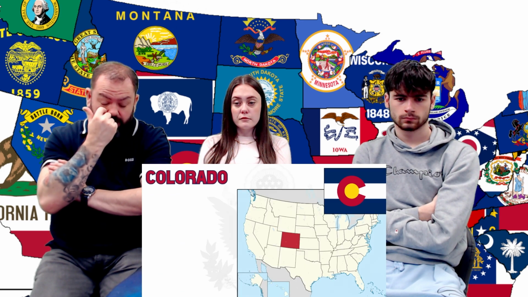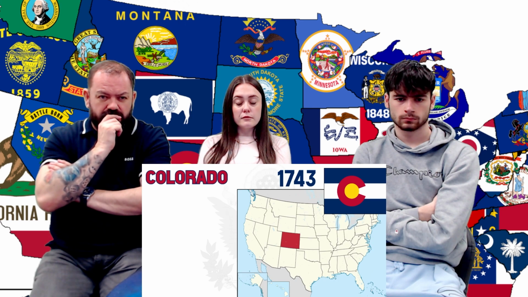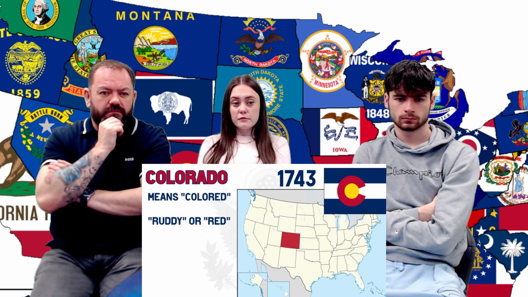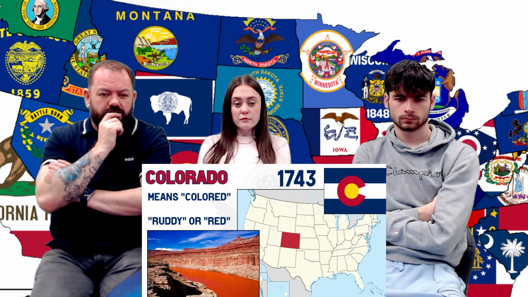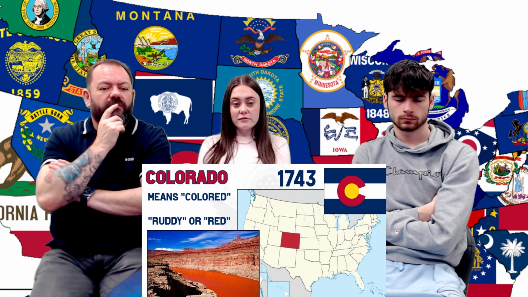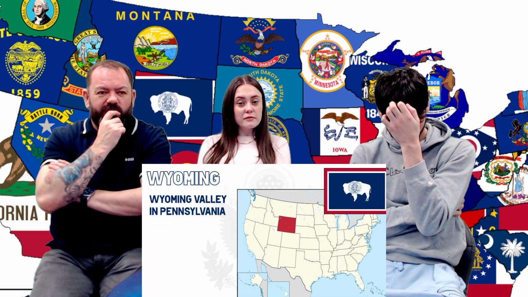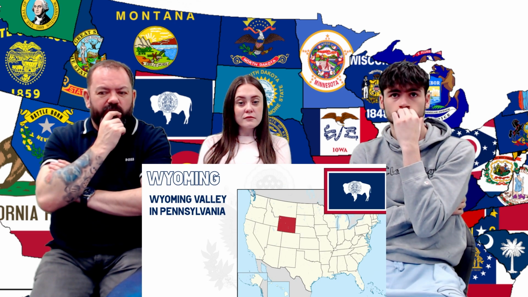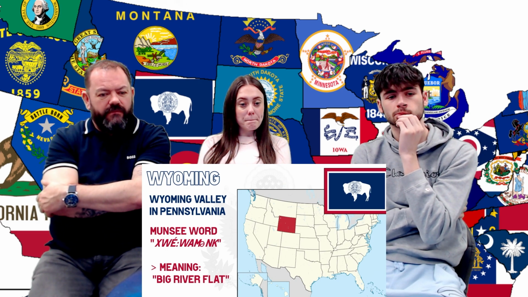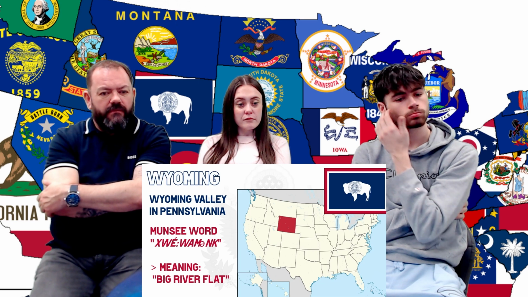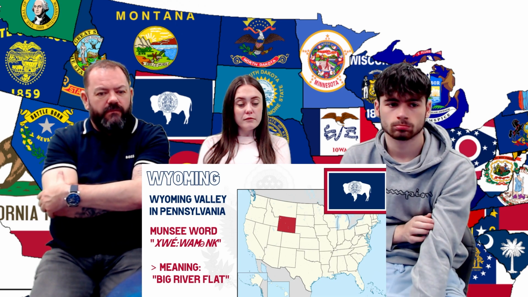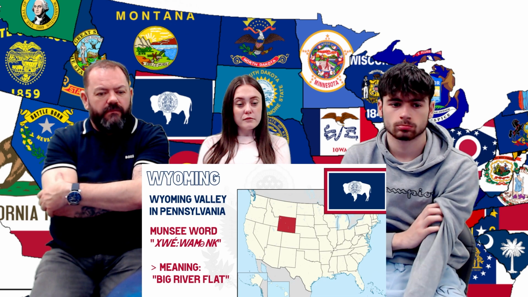Colorado was also named by the Spanish in 1743. It roughly means colored, but in this case it meant ruddy or red, originally referring to the Colorado River and its muddy color. Wyoming gets its name from the Wyoming Valley in Pennsylvania, which itself got its name from a Munsee word, another native language. This one, which I'm not even gonna try to pronounce, literally meant big river flat.